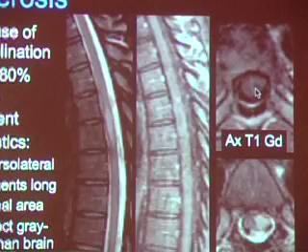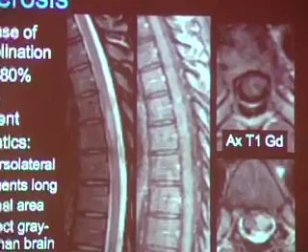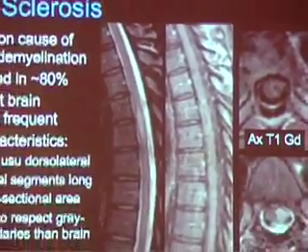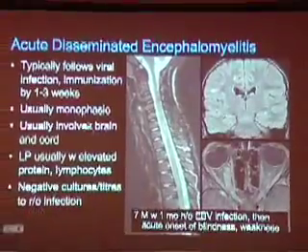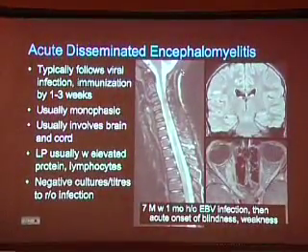And you could argue, I mean, this plaque is pretty big, but it's kind of dorsolateral. So really this plaque fits all of these rules, and this was indeed a demyelinating lesion in a patient with multiple sclerosis. What about ADEM?